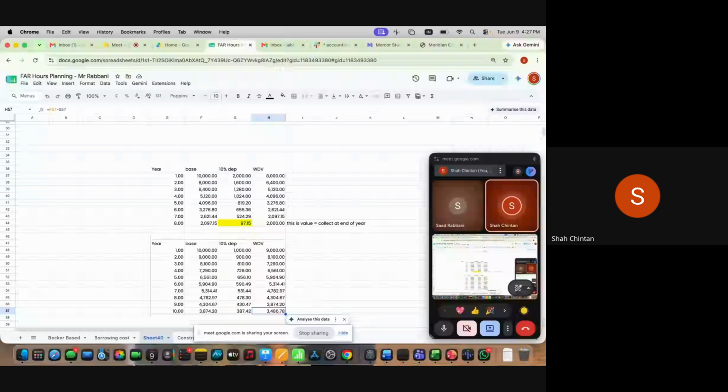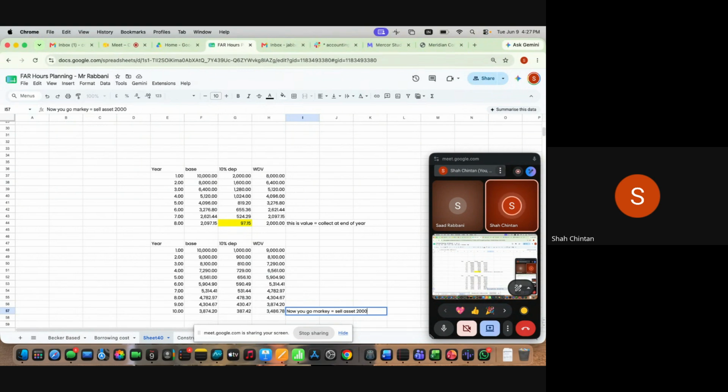Let me change the formulas. I think something has gone wrong. All right. At the end of the 10th year, now the book value of your asset is $3,487. Now you go to a market and sell the asset for $2,000. That is a loss on sale of asset. We will learn this when we learn the disposal part and how depreciation, loss, everything is accounted for.